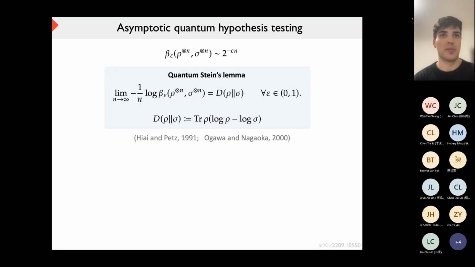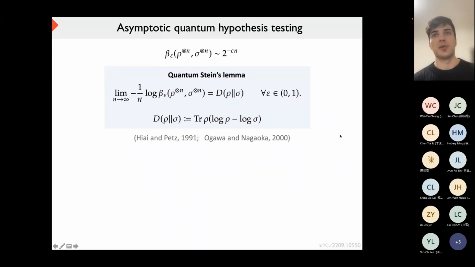There was a long time when we didn't really know how to define a proper generalization of relative entropy to quantum systems. And this result showed us that actually it is the well-known quantum relative entropy. So the first operational meaning of the quantum relative entropy was as the exponent in hypothesis testing.